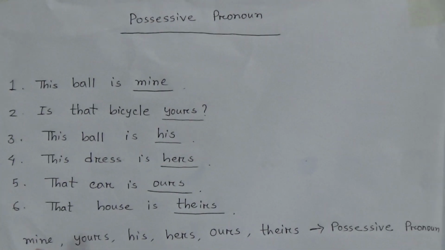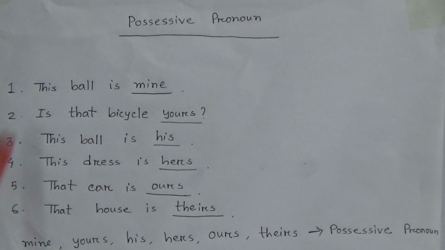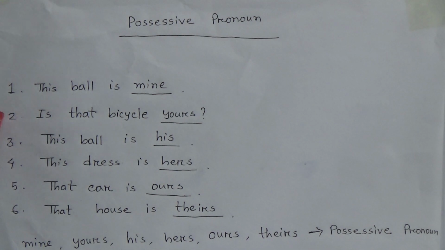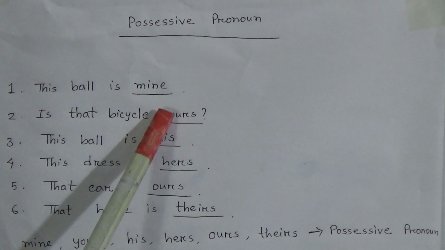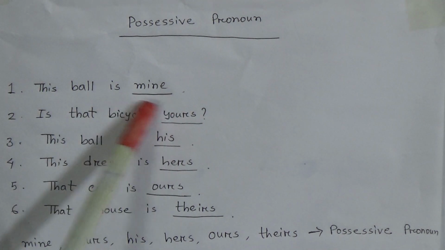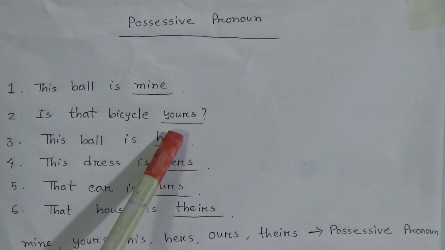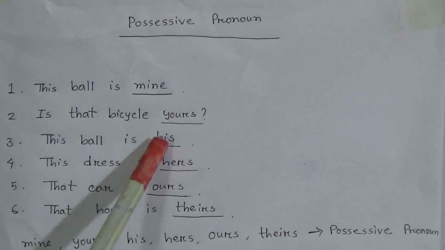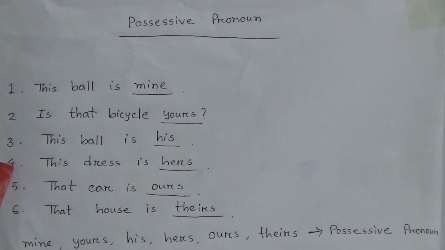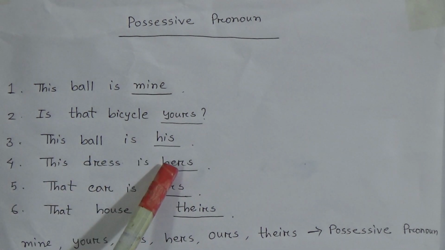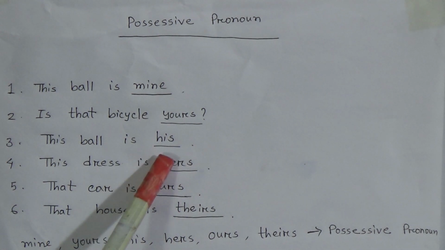Look dear students, here I have written some examples, some exercises. Okay, now I am going to read this. Look here, number 1, this ball is mine. Look dear students, here I have underlined the word mine. Number 2, is that bicycle yours? Here I have underlined the word yours. Number 3, this ball is his. Here I have underlined the word his.